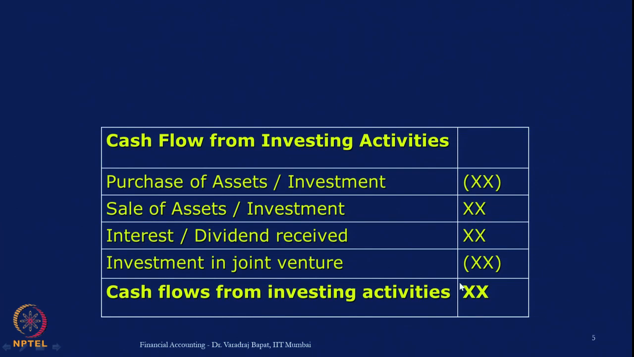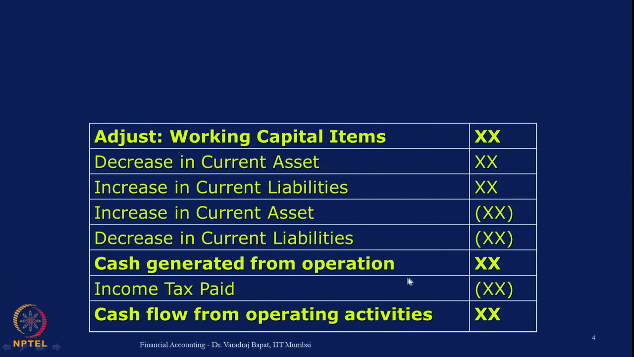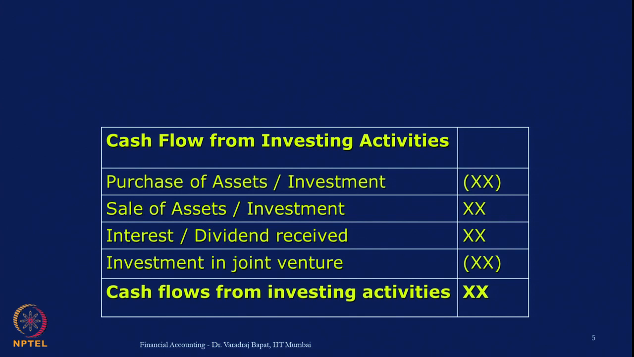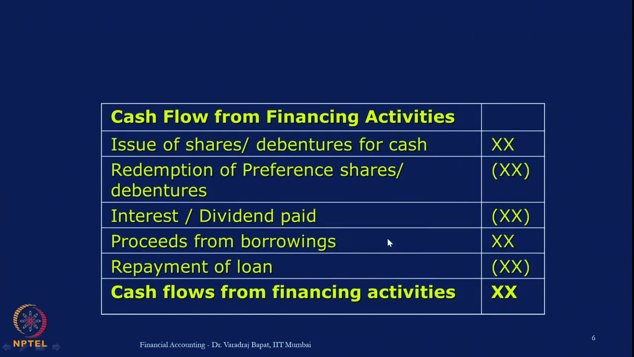Of course, you will have to now reduce the income tax. So, you get cash flow from operating activities. This is the end of the first part of the cash flow statement. Then the second and third are very simple. Now, cash from investing activity, you have to just list the items. Next is cash from financing activity.